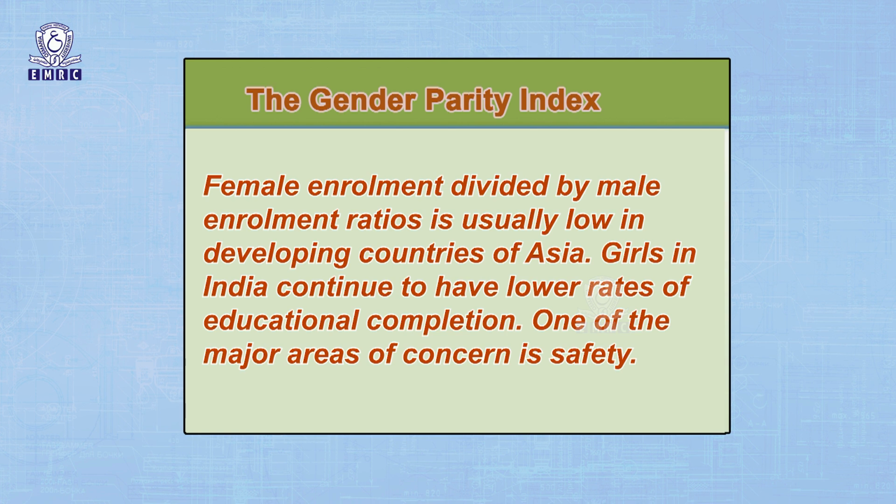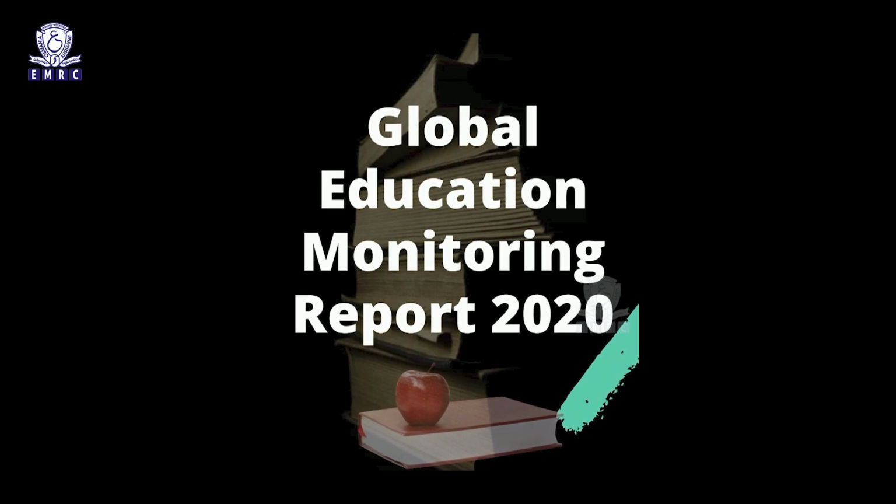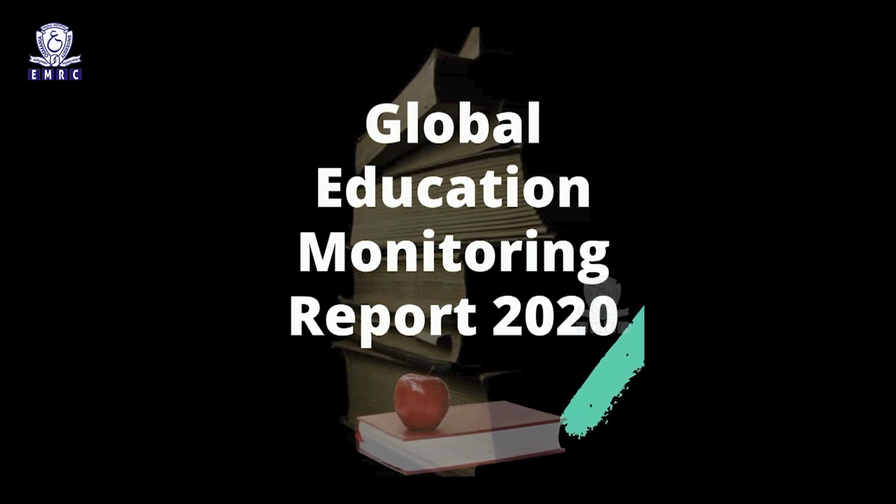Girls in India continue to have lower rates of educational completion. One of the major areas of concern is safety. Thus, the Global Education Monitoring Report 2020 highlights that in Delhi, young women were willing to enroll in a college of lower quality if it was accessible by a safer route.